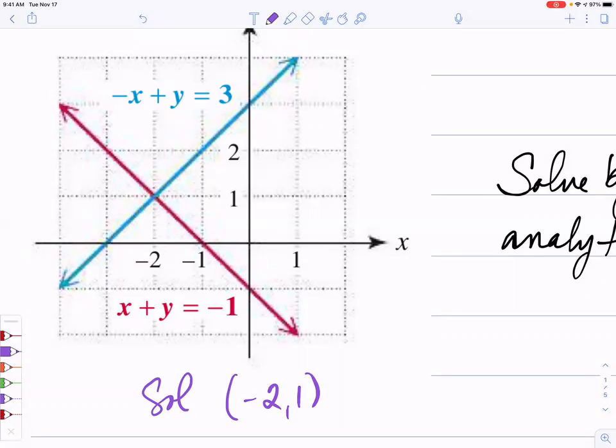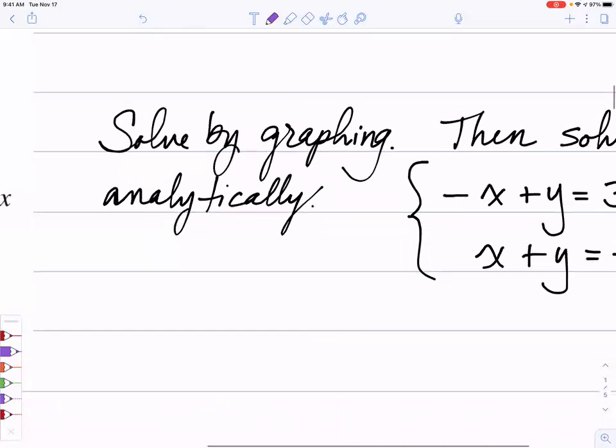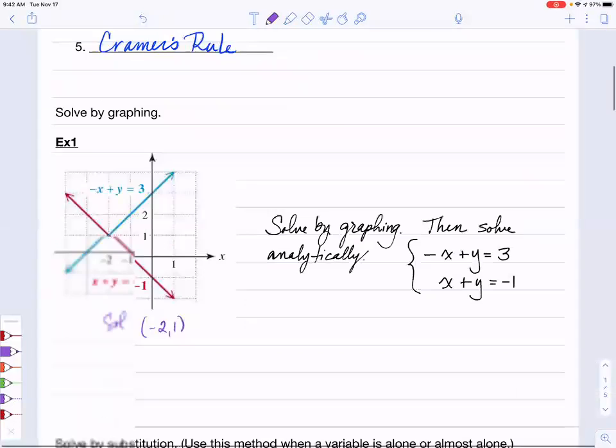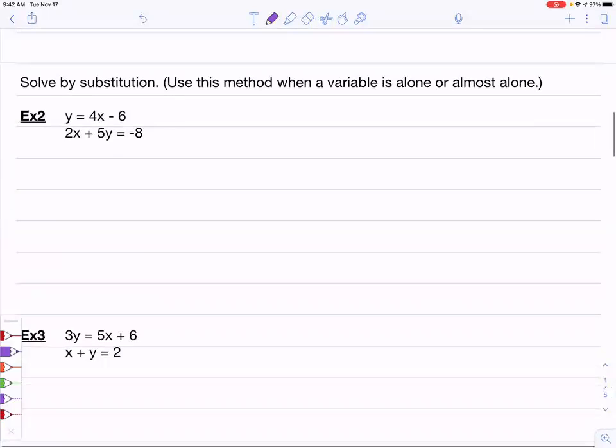Okay, moving on. Now, this does have more instructions, and so I'm going to come back to this question because it says solve by graphing. We did that. Then it says solve analytically. Remind me what analytically means. Showing all of your work. So I want to come back to this one. I want to show my work, but I don't want to do this one immediately, and I'll explain why in a little bit.